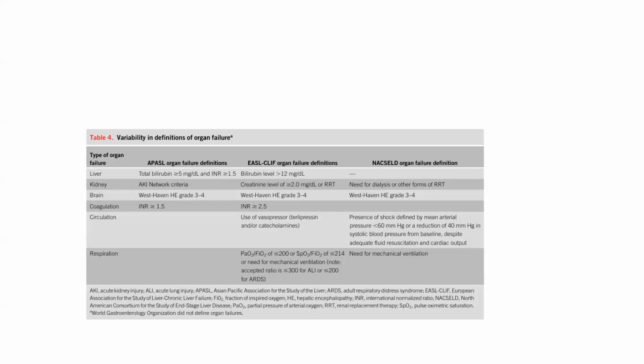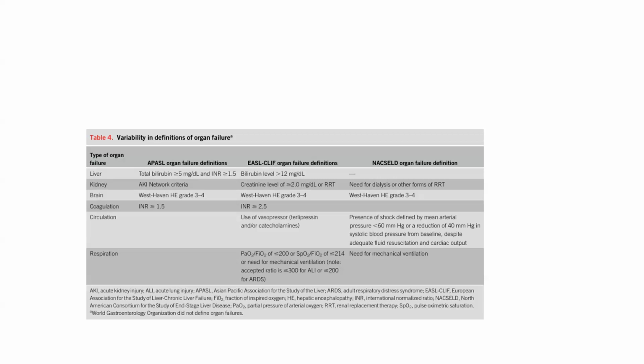Plus, the patient should have vasopressor requirement, and if the lungs are involved, then the PaO2/FiO2 ratio should be less than or equal to 200. Then the next definition is the North American Consortium for the Study of End-Stage Liver Disease, which defines the involvement of extrahepatic organs. Like if the kidney is involved, then there should be the need for dialysis or other form of RRT. That is almost AKI stage 3.